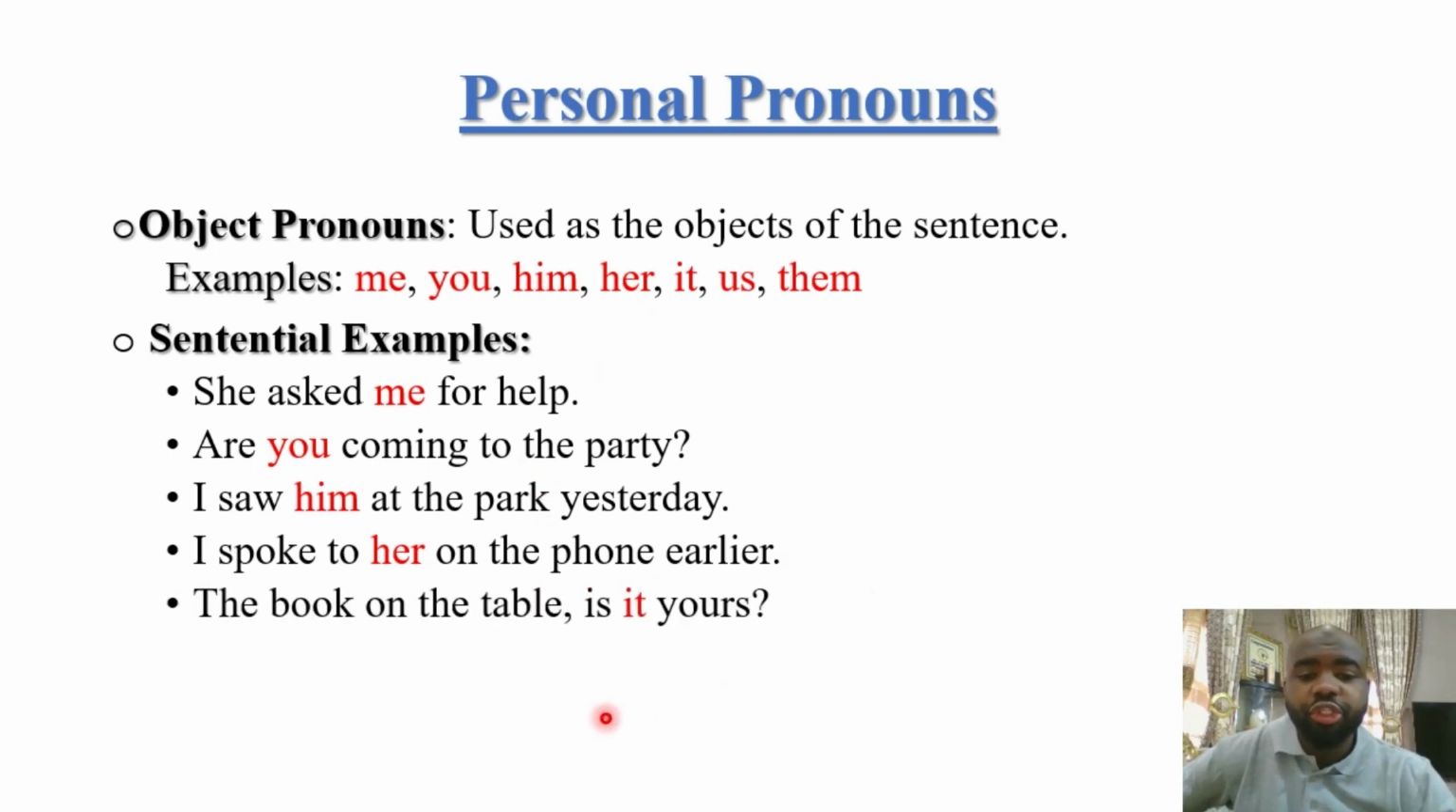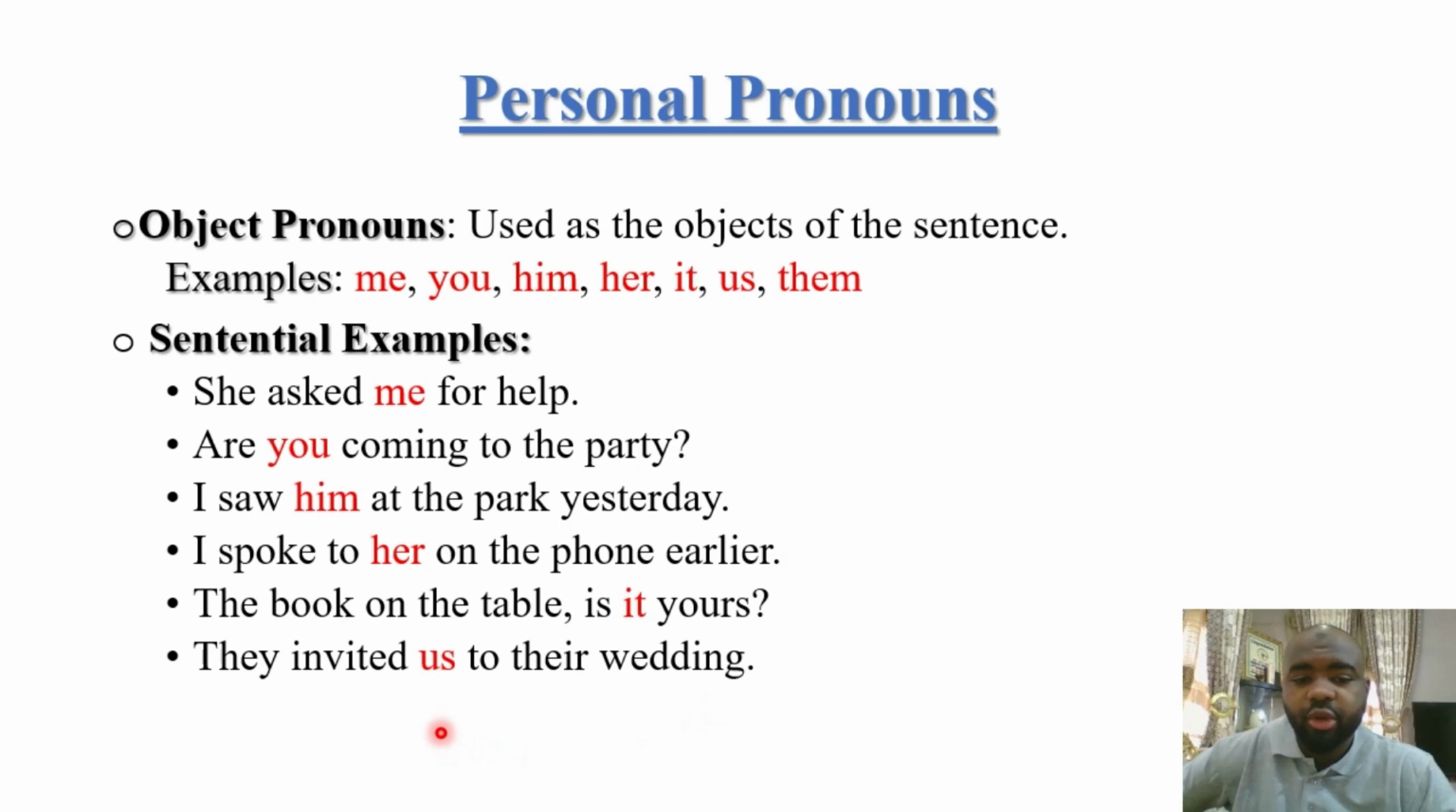The book on the table, is it yours? It's a kind of question here. The book on the table, all right, we know the book on the table. Then the question comes, is it yours? Here it comes after the verb is. They invited us to their wedding. So this us here also is in object position because it comes after the verb invited.